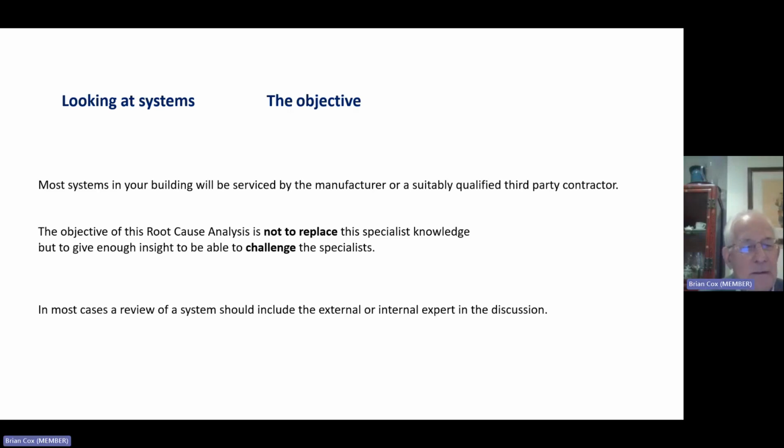The objective here is that although most systems in your building will be serviced by the manufacturer or a suitably qualified third-party contractor, or maybe by an in-house group, the objective of this root cause analysis is not to replace this specialist knowledge, but to gain enough insight to be able to challenge the specialists. In most cases, your reviews of systems should include these external or internal experts.